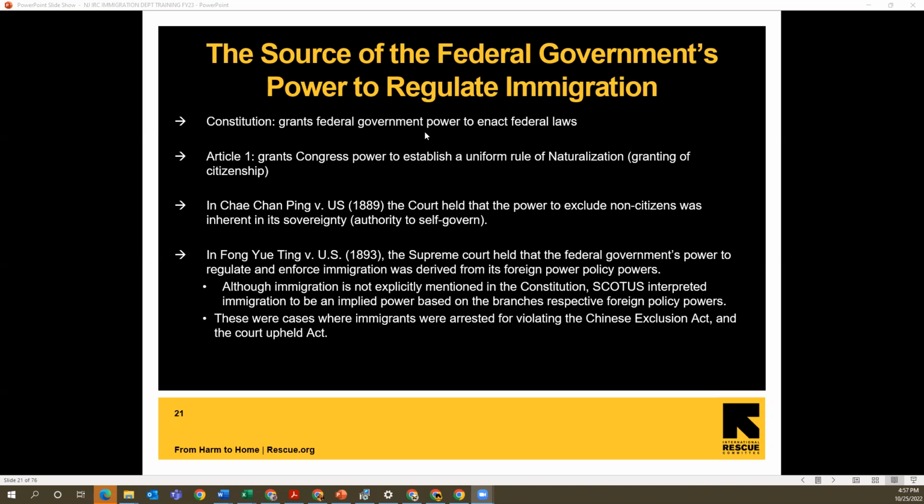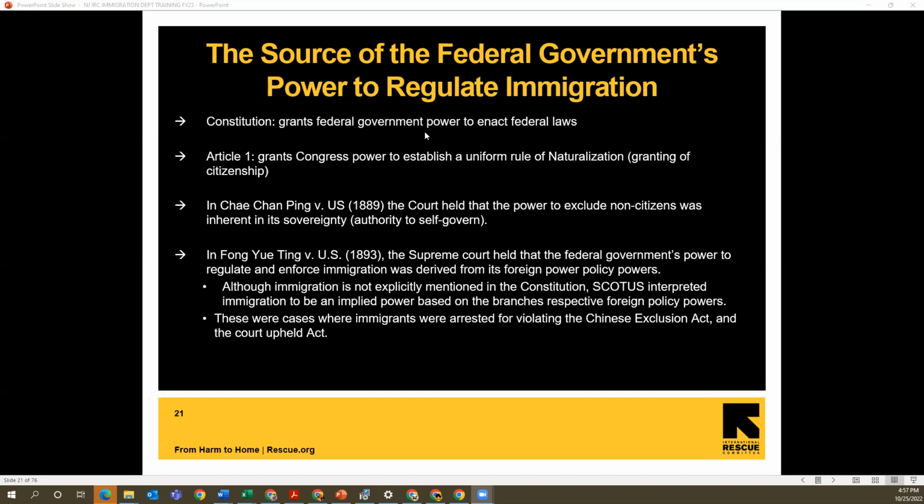And then a little bit later in 1893, the Supreme Court also held that the federal government's power to regulate and enforce immigration was derived from its federal foreign policy powers. So although immigration is not explicitly mentioned in the Constitution, the Supreme Court did step in and interpreted that immigration was an implied power based on the foreign policy powers given to the branches.